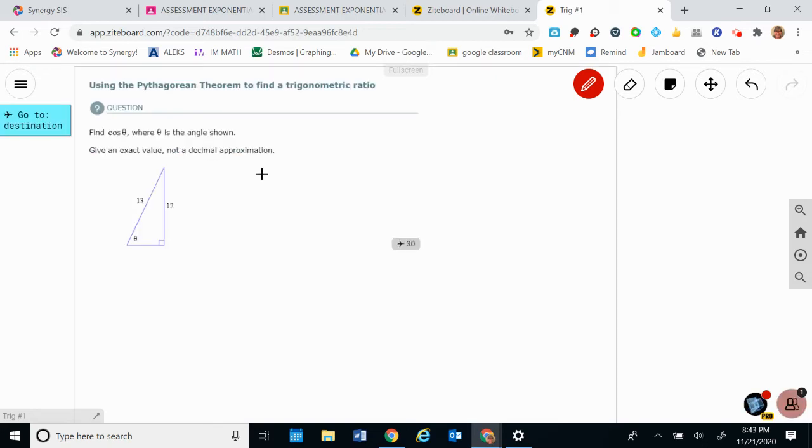Next, it says find cosine of theta, where theta is the angle shown. First, I need to tell you about theta. Theta is a Greek letter. It looks like a 0 with a little curvy line in the middle. It's pronounced theta. I believe it's T. I might be wrong. For some reason, trig uses a lot of Greek letters. This is alpha. It's A in our alphabet. This is beta, B, and then there's gamma.